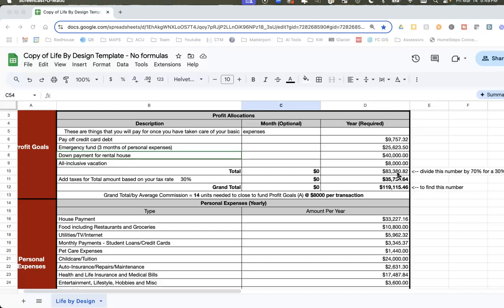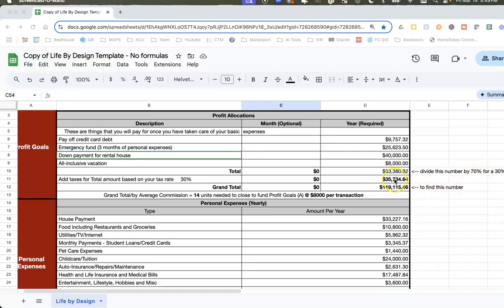So remember the previous formula. I divide this number by 70% or 0.7 if I've got a 30% tax rate, which is the rate we're using here. You use your actual tax rate and do the calculation and figure that out. So if we need to net 83,380.82 after tax, then when we divide this number by 0.7, we're going to come up with this number, $119,115.46. So we divide this number by 0.7 to come up with this number.